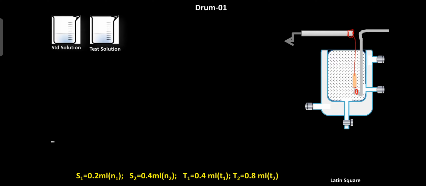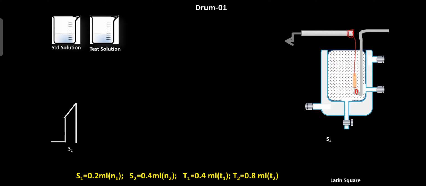So record baseline for 30 seconds without any drug. After that, add 0.2 ml, that is S1, according to Latin square. Then record responses due to additions of 0.2 ml standard acetylcholine solution for 30 seconds. So after 30 seconds, stop the drum and change the Ringer solution.